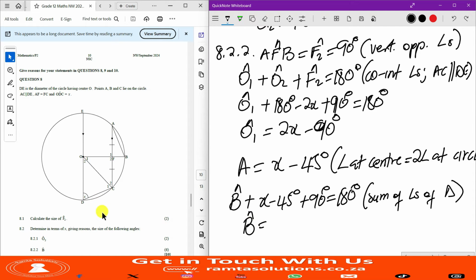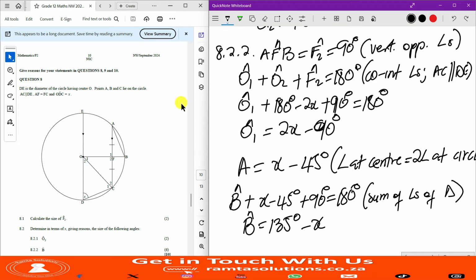Angle B in terms of x, let's get our 6 marks. It is 90 plus 45, which is 135. So it's 135 degrees minus x, and that is our angle B.